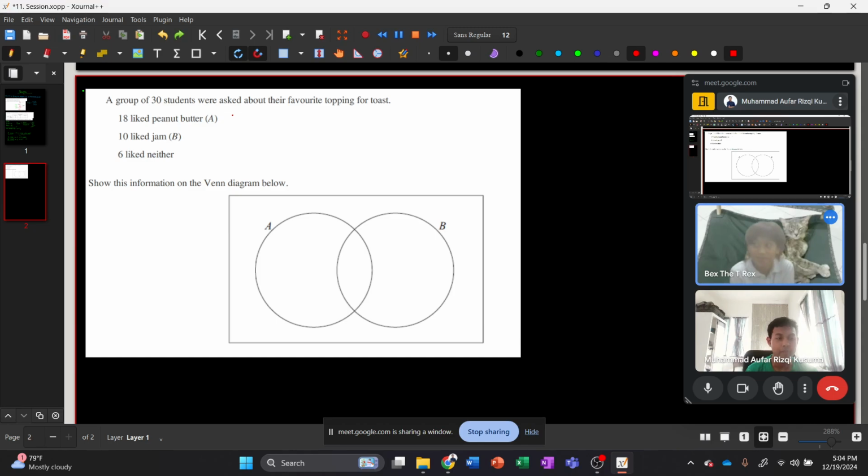That's why we always start from the neither first, from the outside region. Now we know that 6 like neither. That means 6 outside. Good. And then we start now. How many students are left? So there's 30.